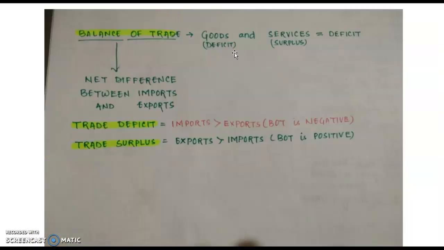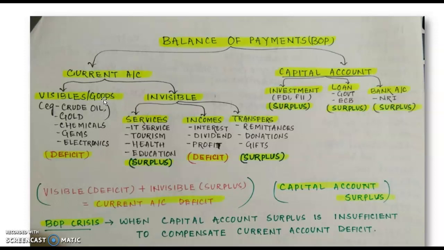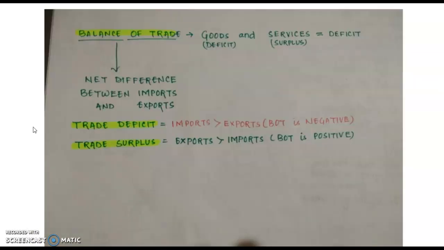Now understand this one, balance of trade. When we include these two, goods and services, trade means generally we are dealing with goods and services. Here balance of trade is the net difference between import and export. That means we are considering both goods and services. When we get the net difference, we call it balance of trade, right?